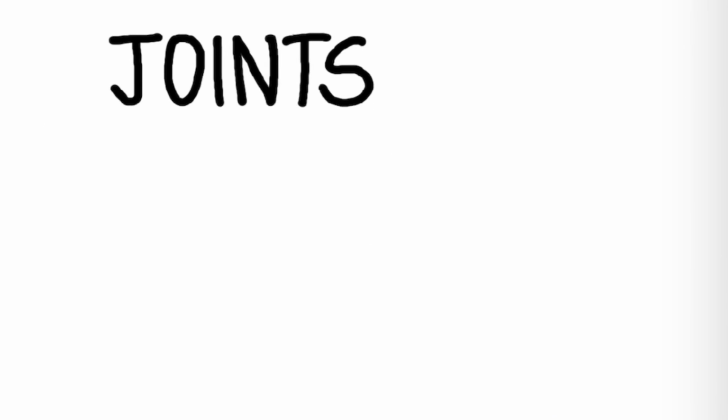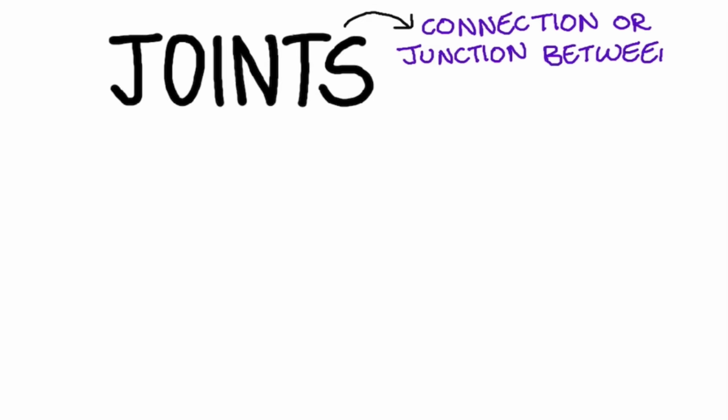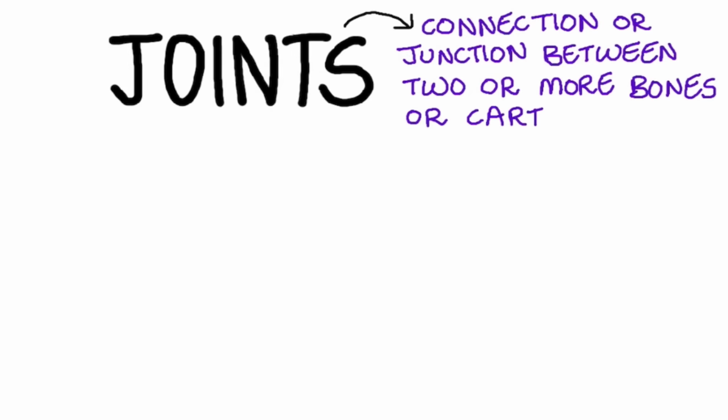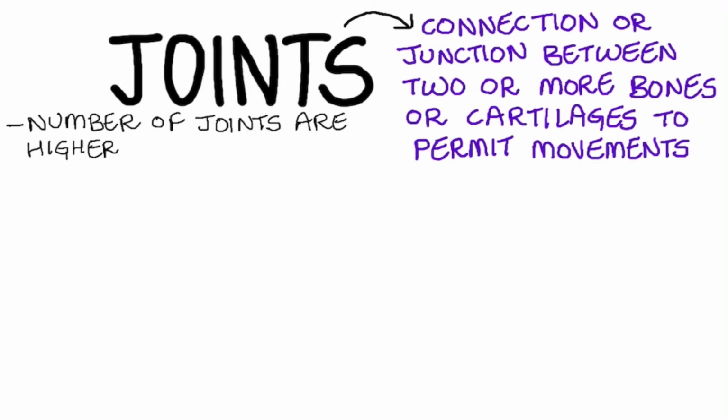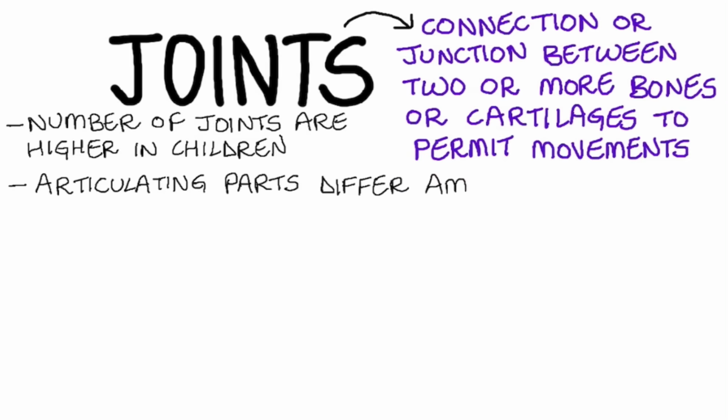Joint. A joint is a connection or junction between two or more bones or cartilages to permit movements. The number of joints is higher in children than in adults. The articulating parts differ among bones.